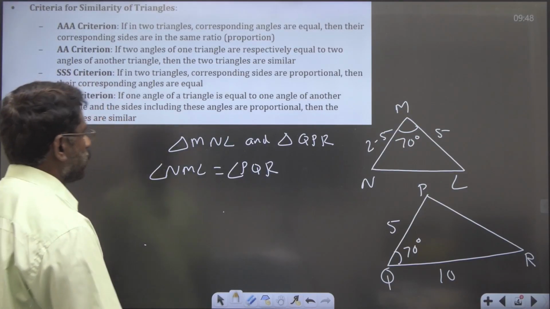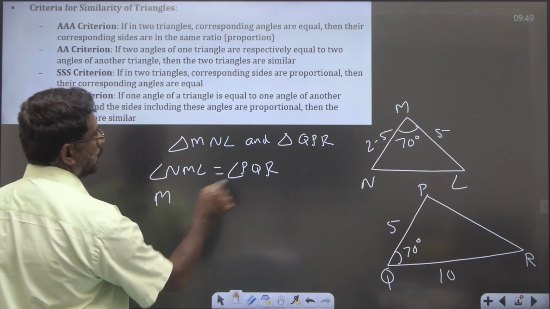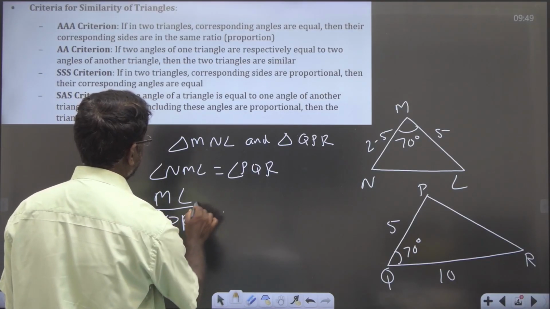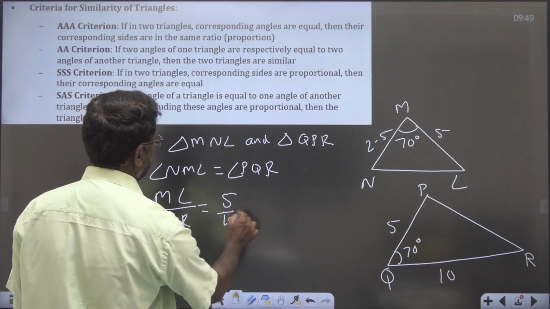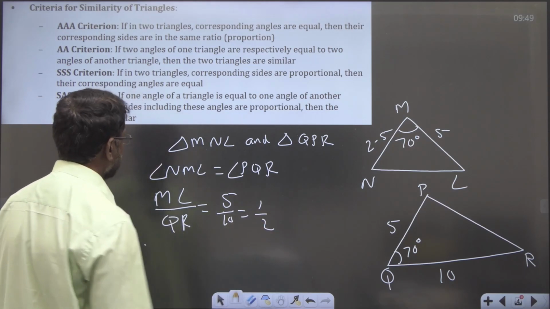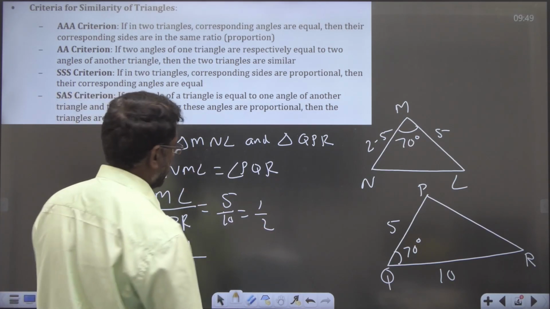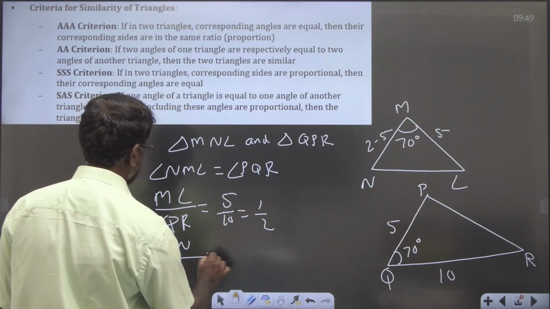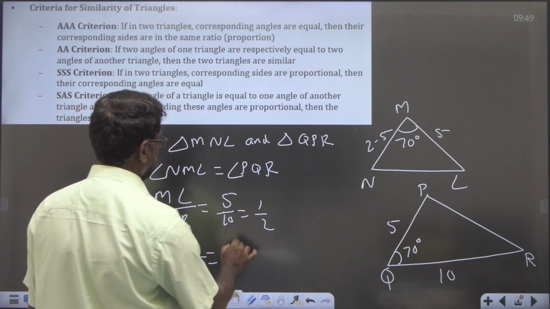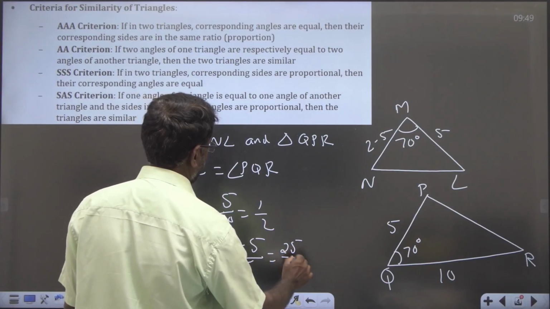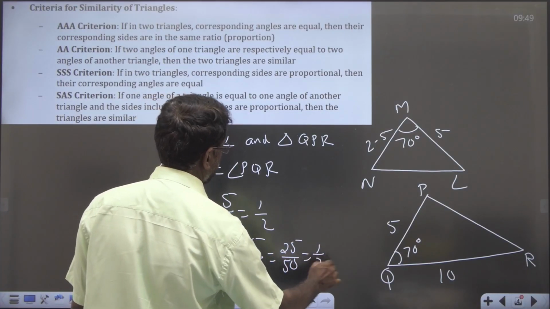What about its sides? ML by QR, that is 5 by 10, 1 by 2. Similarly, MN divided by PQ. What is MN? 2.5 by 5, 25 by 50. That is again 1 by 2.